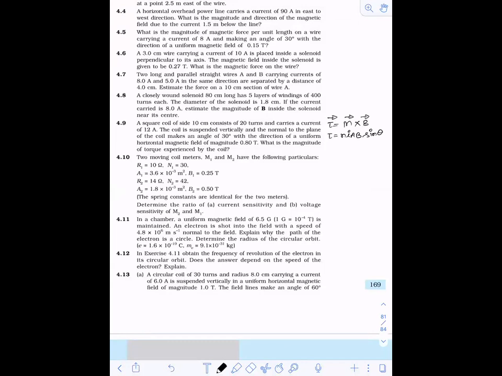Correct. Okay. N value is given to me, 20. I value is 12. Area, how will you calculate? 0.1 into 0.1, so 0.01. Magnetic field value 0.8. Theta value 30. Will you be able to solve it now?